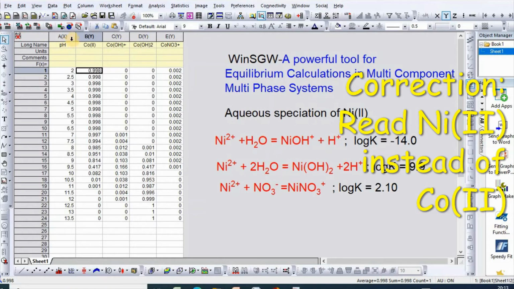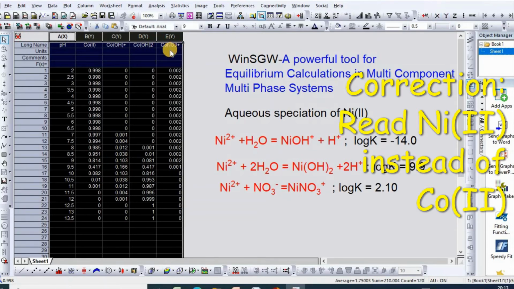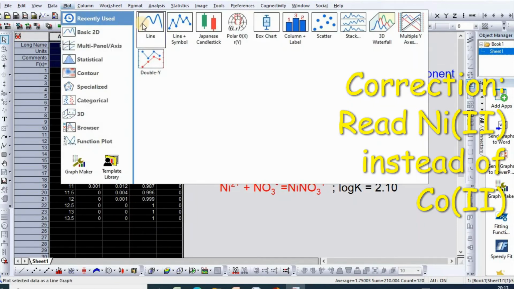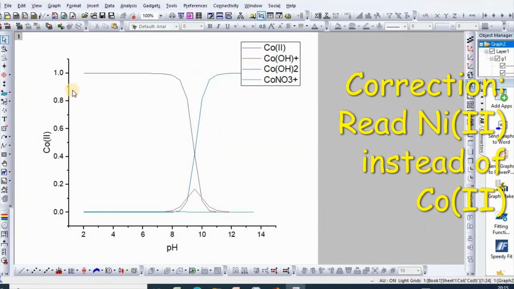So in order to plot, select all these columns, then go to plot, then select line. So here is your aqua speciation plot with different color.